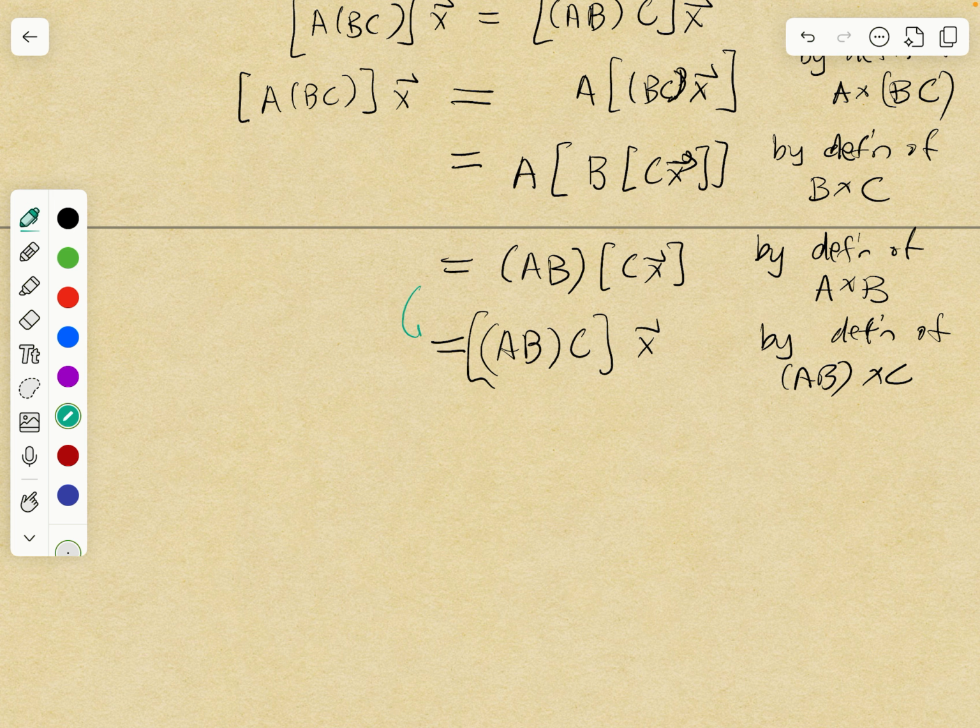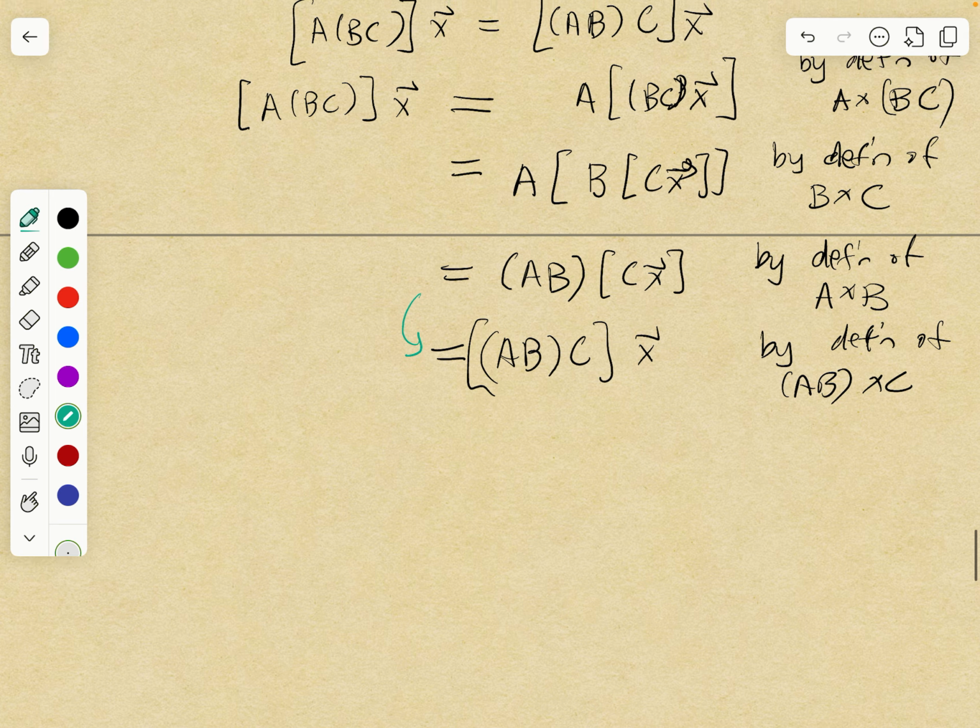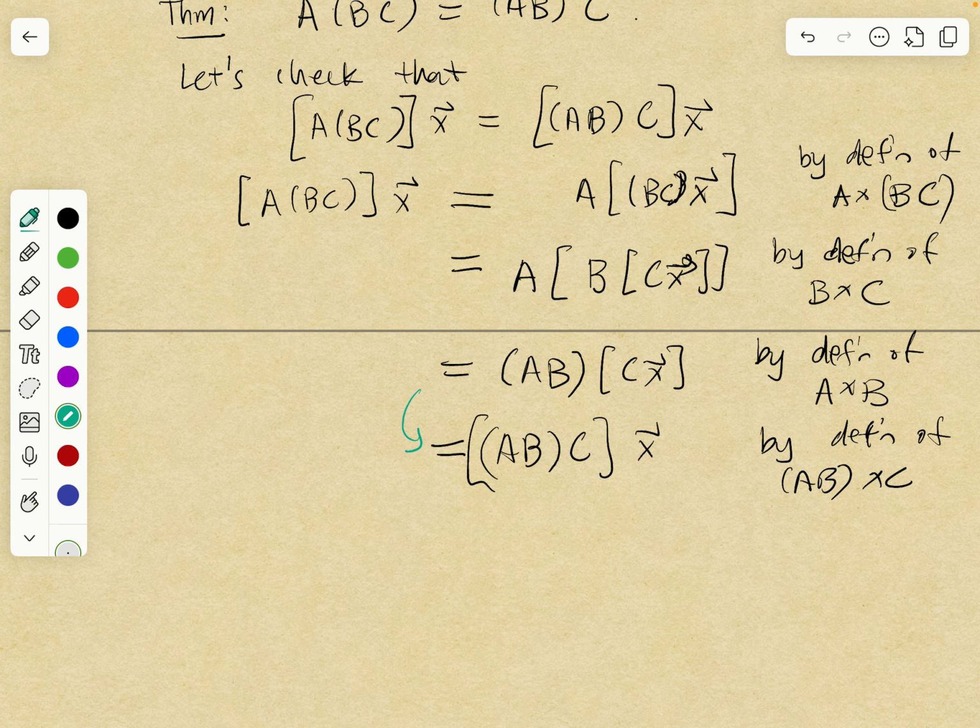Okay, to go from here to here. And now what do we have? We have that this matrix times X is the same as this matrix times X. And X was arbitrary. X was just a random vector, right? There was nothing special about X. So you know that these two matrices do the same thing to every vector X, and therefore they're the same.